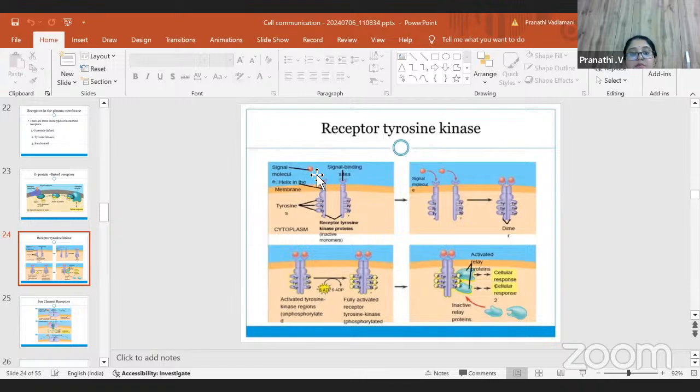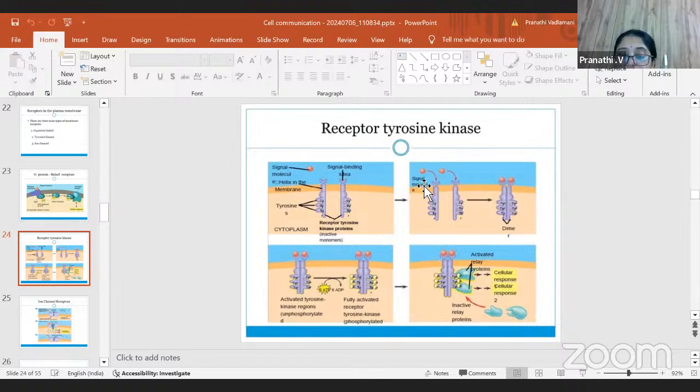With the help of signaling molecules such as adapter proteins, and hence that is why it's known as a receptor tyrosine kinase. It itself is a receptor, and it itself is going to change. The signaling molecule can be different growth factors, and it can be insulin or insulin-like growth factor as well. So this is one thing about receptor tyrosine kinase.